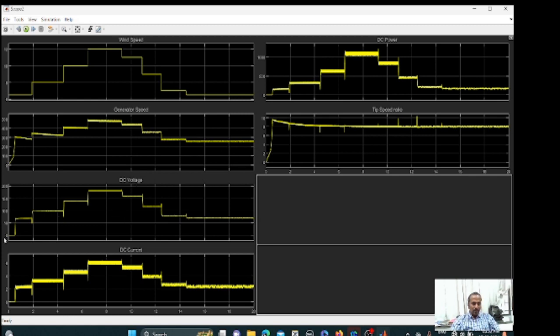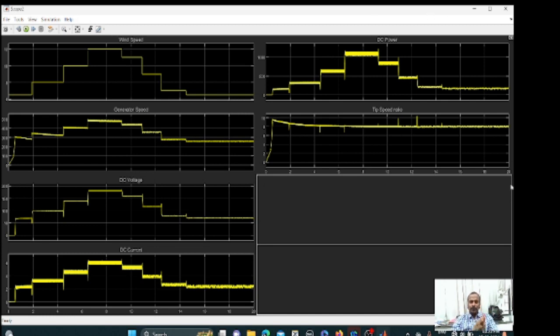Then the DC output voltage also follows, since the generator speed is reflected in the output voltage, right? So the output voltage increases, then reduces as well. The load current and generator current also increase, then decrease. Then the DC power increases based on the increasing wind velocity and optimum speed, and similarly the power reduces. In all the cases, the tip speed ratio is more or less constant at 8.1. So this is the main concept behind the tip speed ratio control.